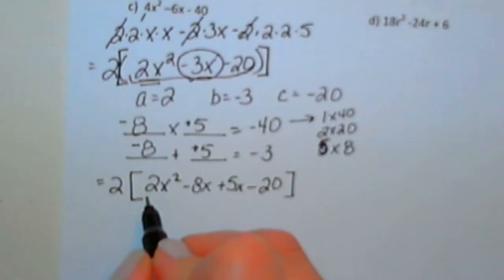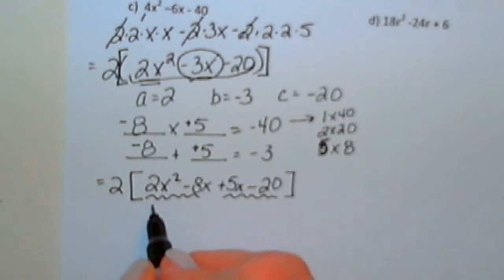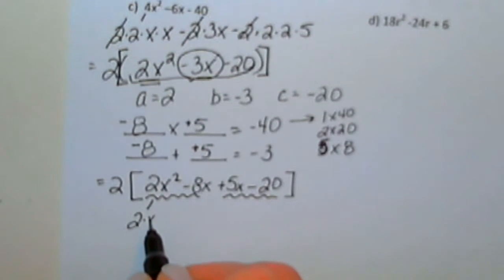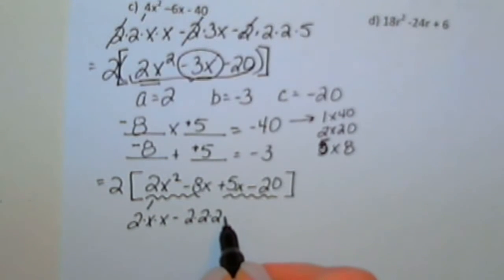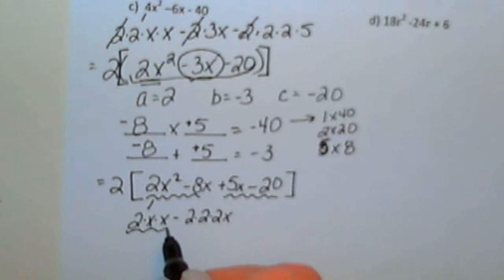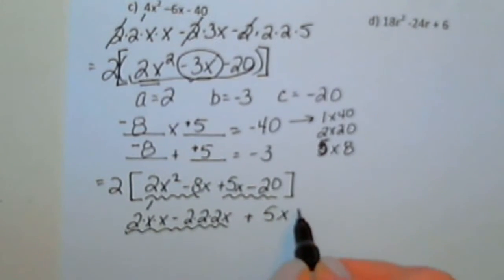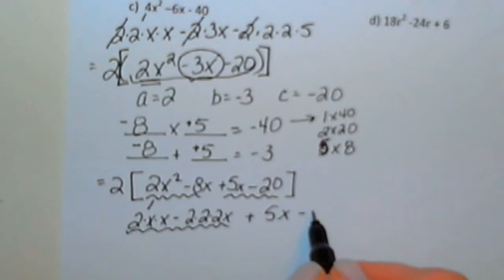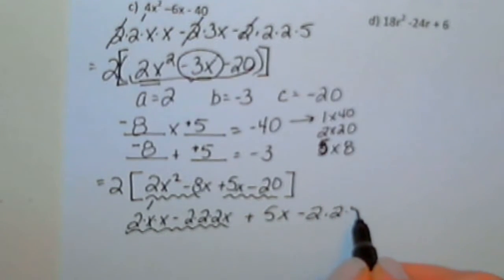Now within here, squiggly underline, and I'm going to break this up into its factors. This is 2 times x minus 2 times 2 times 2x. That's the first one. Then plus 5x minus 20 is going to be 2 times 10, which is 2 times 2 times 5.